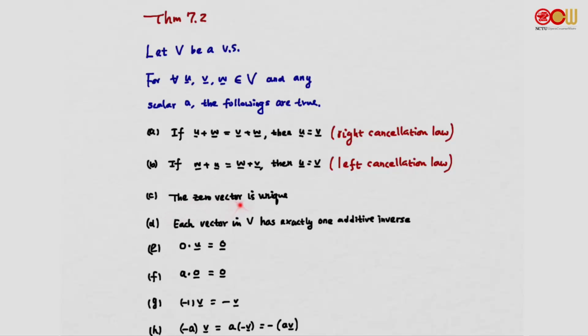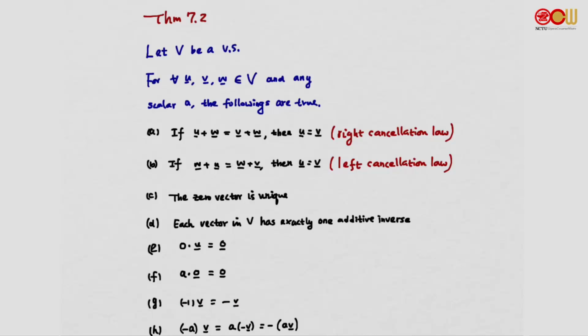c, the zero vector is unique. There's only one zero vector. There cannot be two. And each vector in V has exactly one additive inverse. There cannot be two. And if we scale a vector u by 0, we get the zero vector. And if we scale the zero vector by any scalar a, we still get the zero vector. And if we scale a vector v by -1, we get its additive inverse.